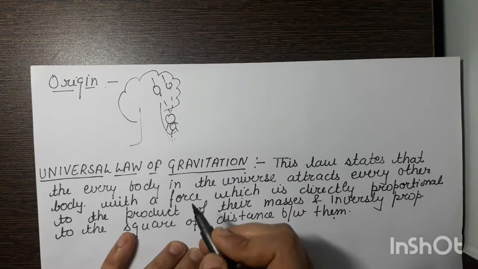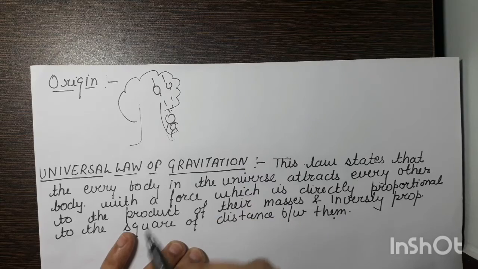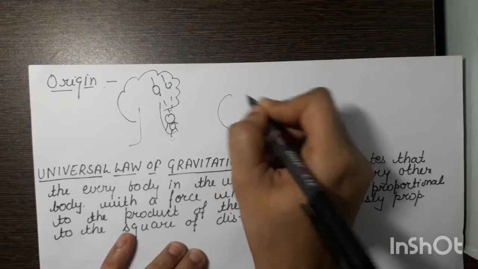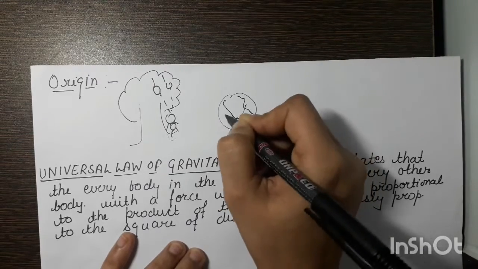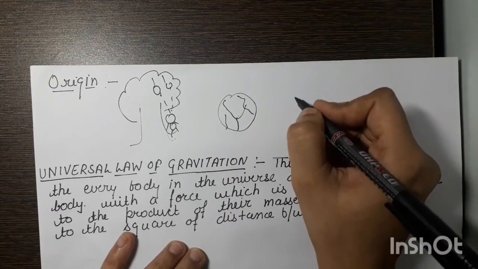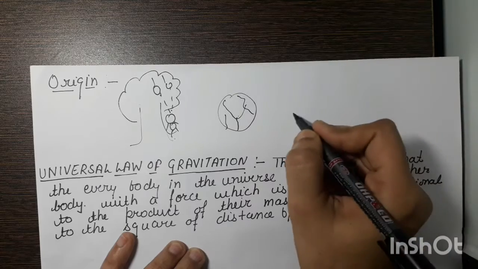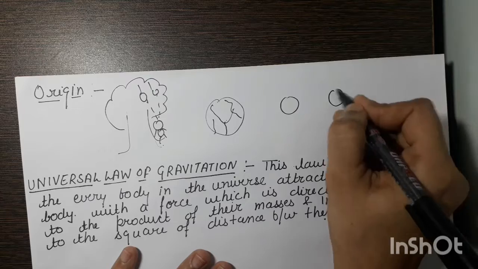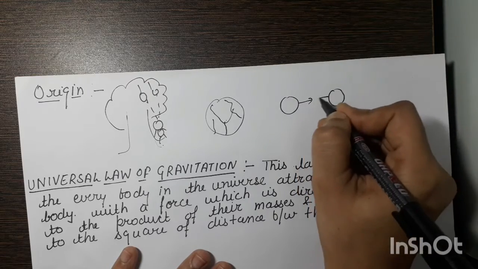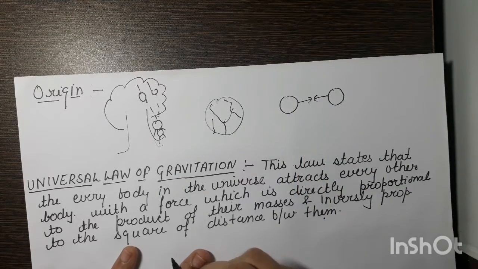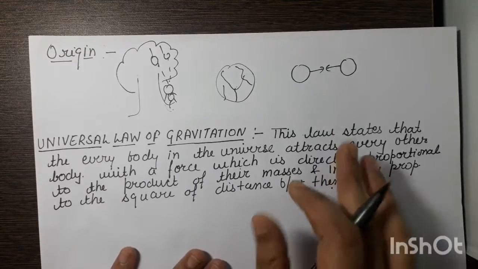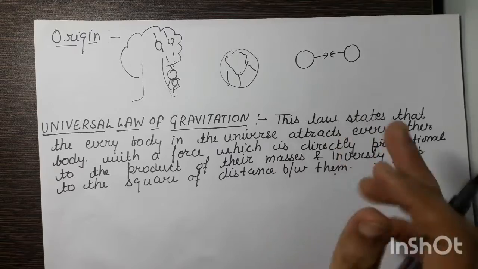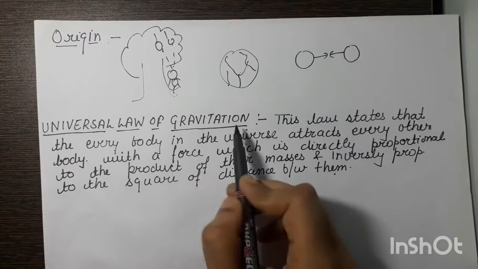Then he conducted many experiments. Then he concluded that this force is not only applicable on the earth but also on the other things of the universe. So he concluded that every object in the universe is exerting the same force on another object. So from here he came to conclude a very important law which we call the universal law of gravitation.